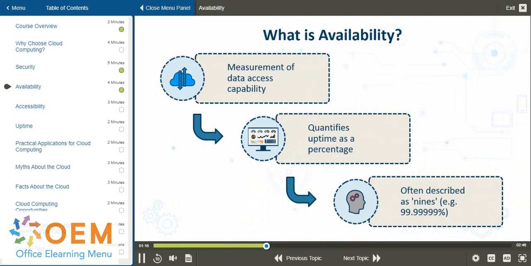We talk in terms of high availability, so it's quite common that you'll see a measurement of availability from a public cloud provider around 99.99999%. And in common lingo, you might hear that our availability is 5 nines or 5 places after the decimal.